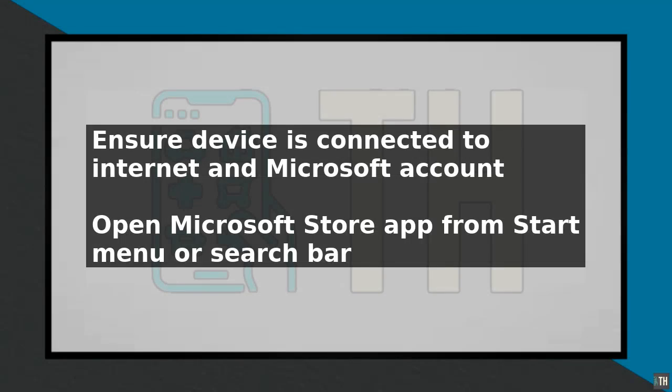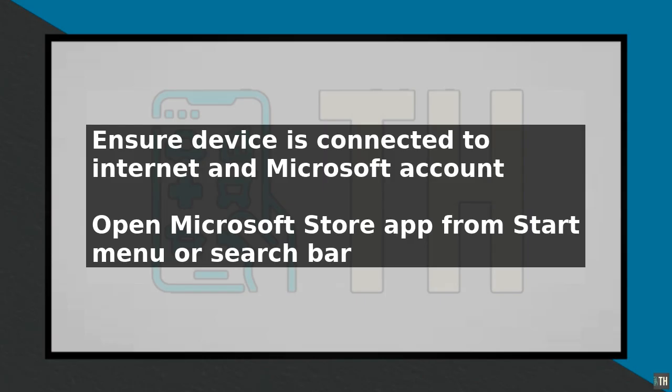To download VLC in the Microsoft Store, follow these steps. First, ensure your device is connected to the internet and you have a Microsoft account. Open the Microsoft Store app on your Windows device. You can find it in the Start menu or by searching for it in the search bar.